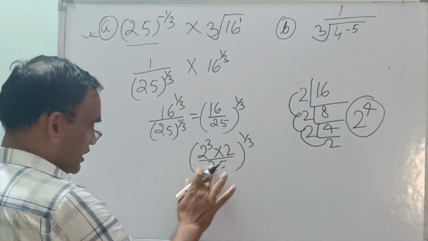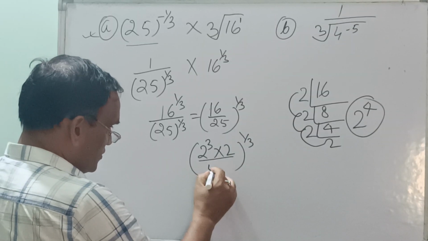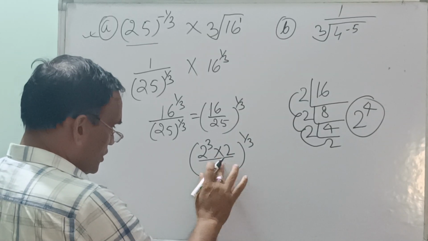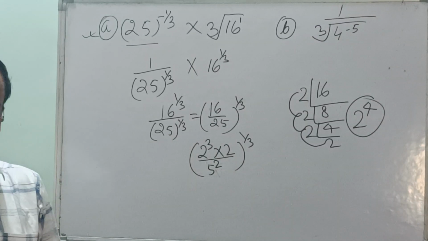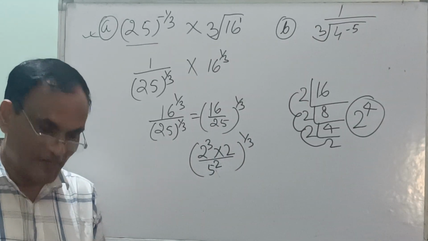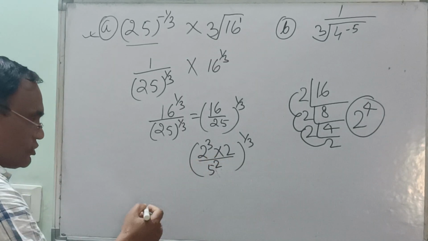Even 25 also can be broken. So what can you write? 5 into 5, or you can write 5 to the power 2. Getting my point? Okay, good. So now what is the best part of this?